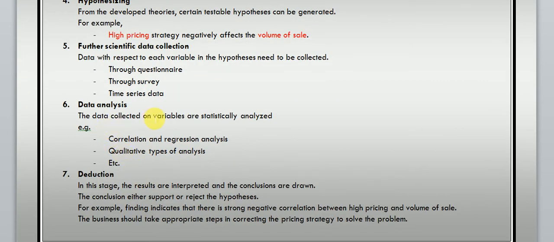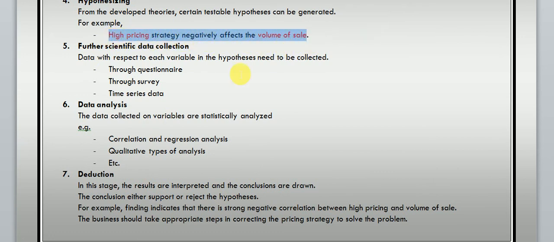Once you do the analysis, the output of the analysis is interpreted at this stage, and the conclusions are drawn. The analysis will tell you whether there is a relationship between these two variables or no relationship. So the conclusion either supports or rejects the hypothesis. This is the hypothesis, this is what you try to test.